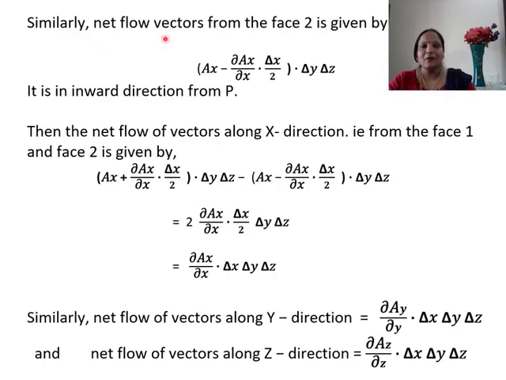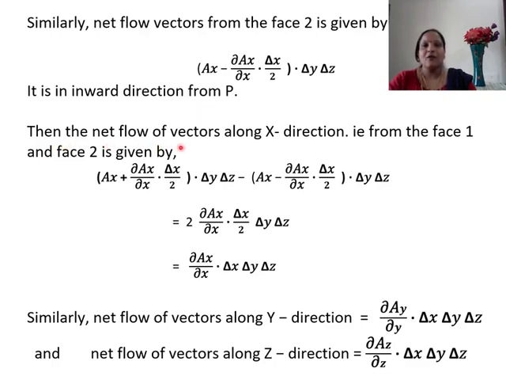Similarly, the net flow of vector from the face 2 is given by Ax minus dou Ax by dou x into delta x by 2, into delta y into delta z. This is directed inward from P.